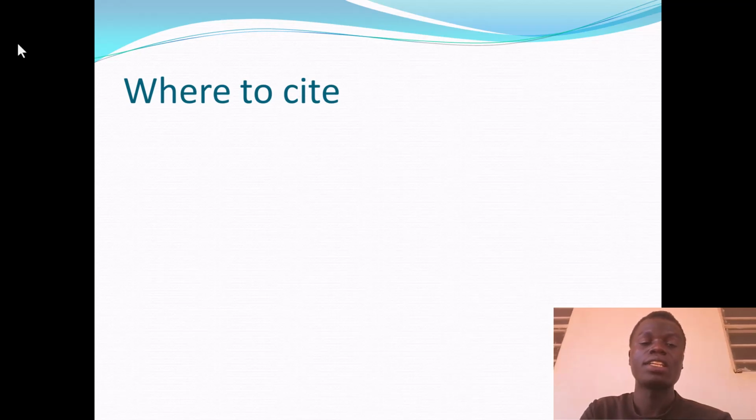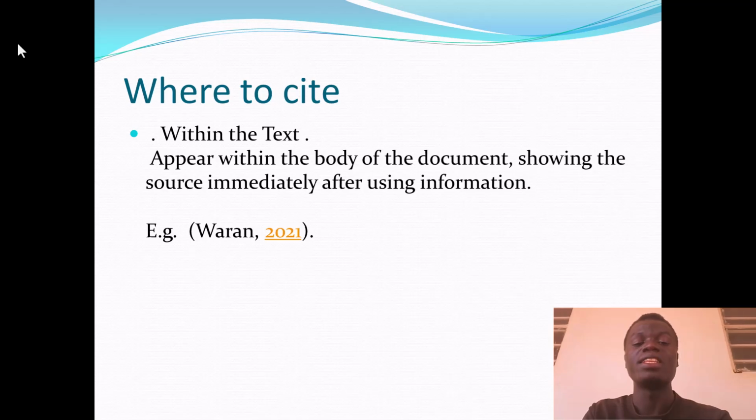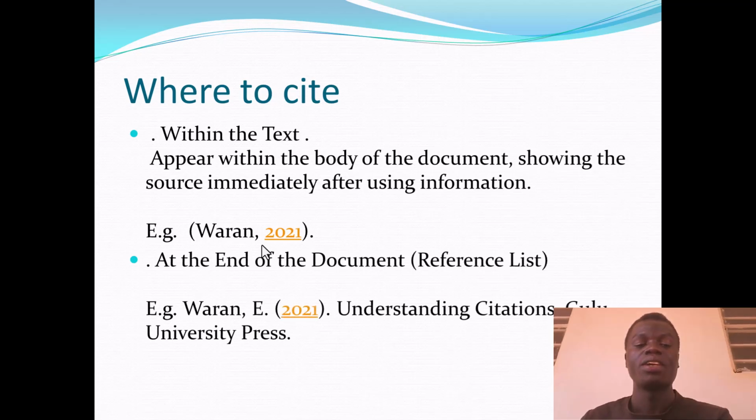Let us look at where to cite. After getting your information, your articles, your journals, where do you put them? Where do you really cite them? First of all, we can cite them within the text. When we're citing within the text, it will appear within the body of the document, in the source immediately after using the information. For example, this is one of the ways it is going to look like when you'll be citing.